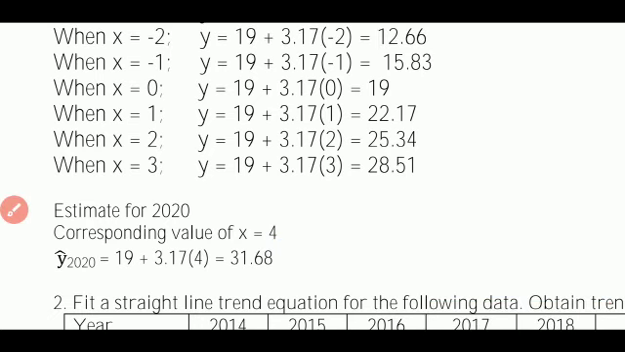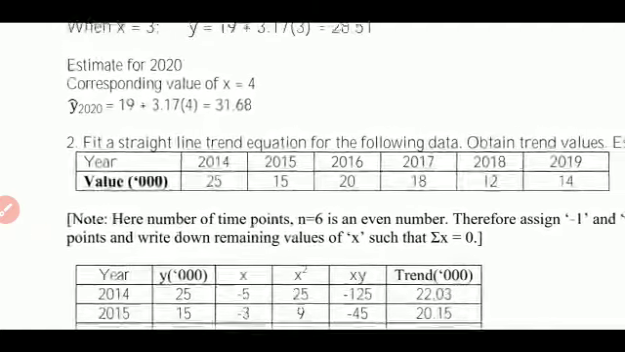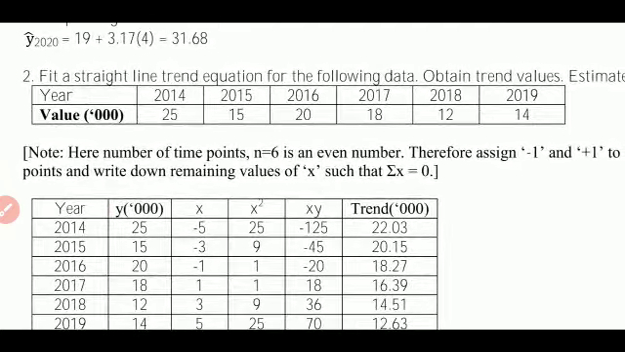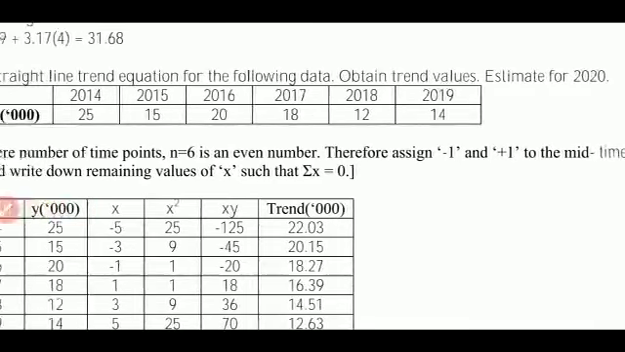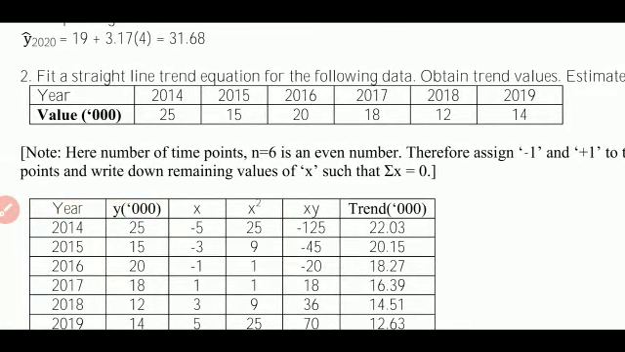This is how you solve an example by the least squares method to fit a straight line equation or a linear equation. We will see one more example. Fit a straight line trend equation for the given data, obtain trend values, estimate for 2020. Now what is the year here? 2014, 2015, 2016, 2017, 2018 and 2019.